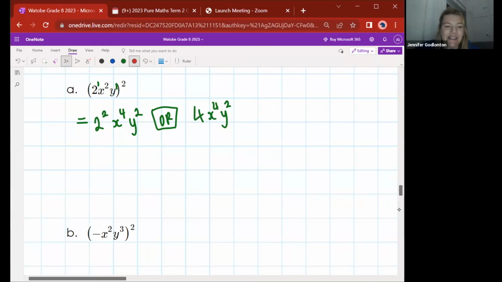Good. So we can see a negative being squared is going to become a positive. So we can just deal with our numbers. So that's going to become x to the power of 4, y to the power of 6. Glorious.